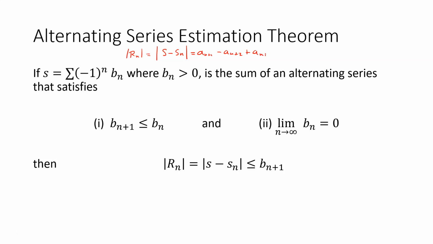So for an alternating series, it could look something like this maybe. So the theorem is very simple. It says that if I have an alternating series that satisfies those two conditions of the alternating series test, that the terms are decreasing and eventually go to 0, then the remainder Rn is simply less than or equal to Bn plus 1.